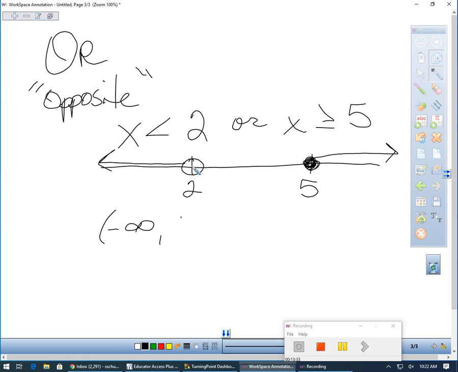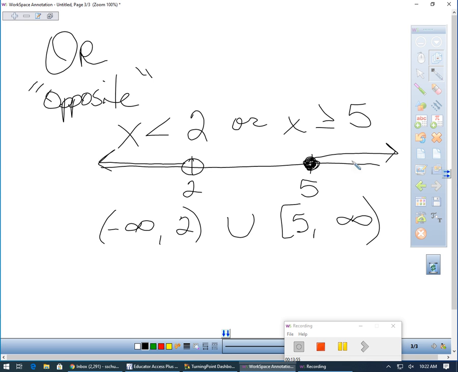Well, we've got to just do this piece first. So this goes from negative infinity to 2 with a parenthesis. This one is a closed dot, so that's a bracket, 5, and that arrow goes to infinity. The only thing we're going to add to this is a U in the middle, which means union. You're putting the two together.